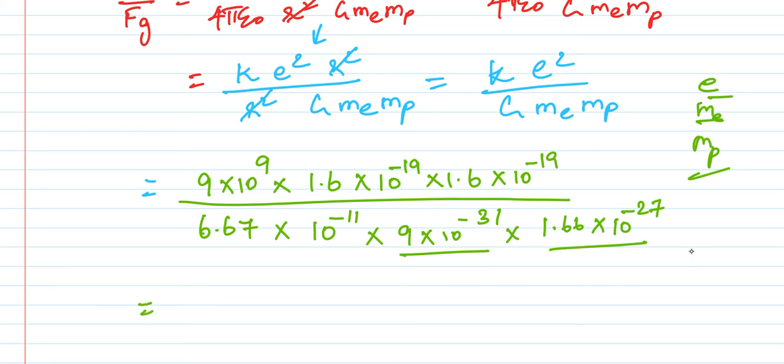Next, after doing the mathematical calculation, I will be obtaining the answer as 2.4 into 10 to the power of 39. Do we have any unit in this answer? No. Why? Because it is a ratio answer. That means both Newton and Newton will get cancelled. So this is my answer.